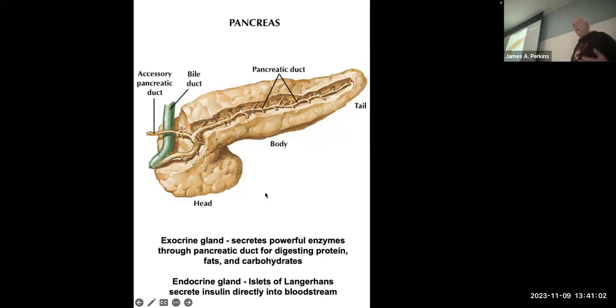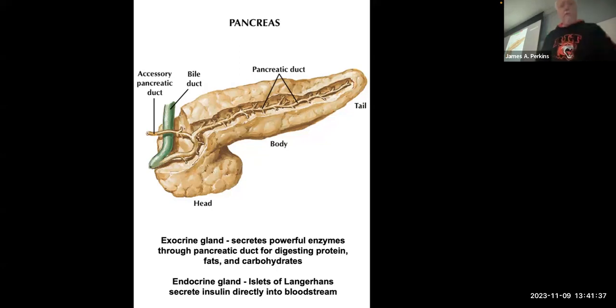Now, the other part of the pancreas is an endocrine gland. An endocrine gland is a gland that produces something, typically a hormone, that is then released directly into the bloodstream. There are no ducts draining fluid into some organ or into some space like the mouth. A couple of good examples of endocrine glands would include the thyroid gland, which doesn't have any ducts at all. The thyroid hormones are just dumped into the bloodstream. The adrenal gland, same thing.